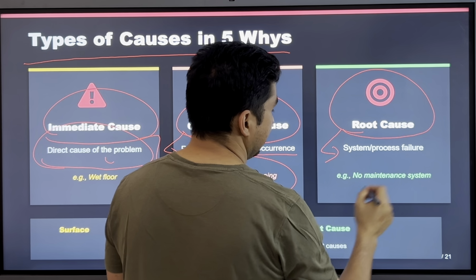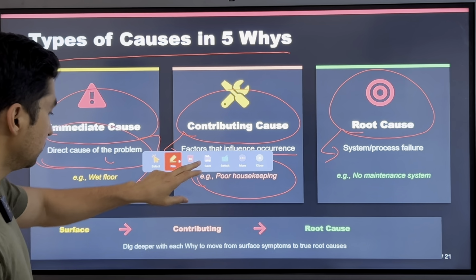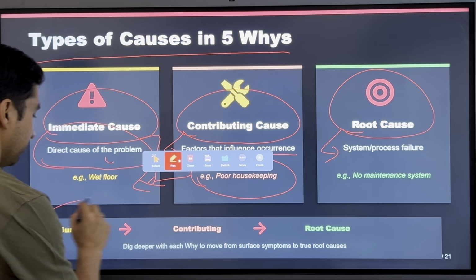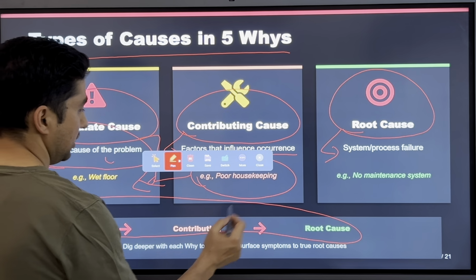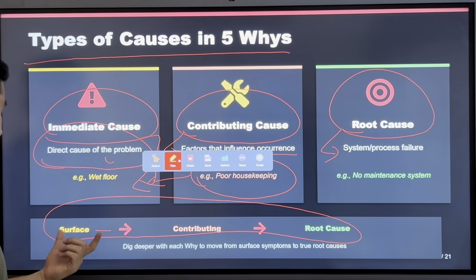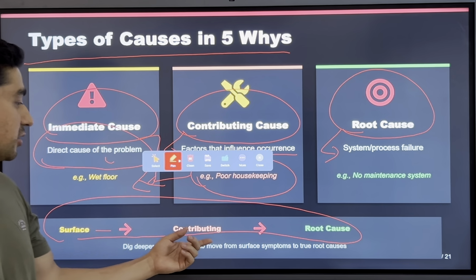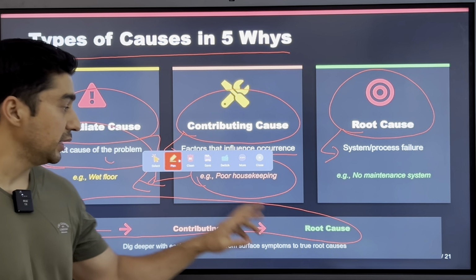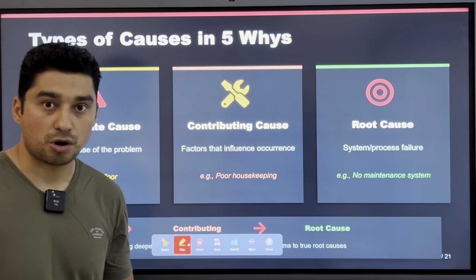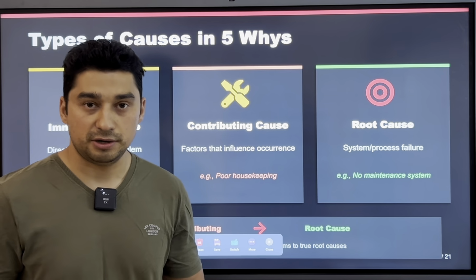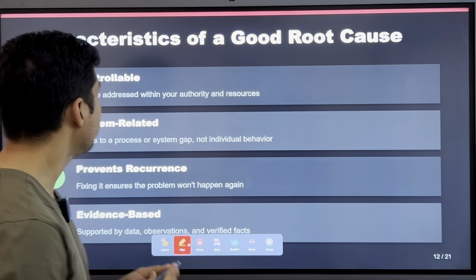Symptoms, process failure. Example, no maintenance system. So this way it will work. Surface, contributing factor and the root cause. Surface, we can say it is the immediate cause, and a contributing factor is also there. Then the last one we have is the root causes. So you have to dig deeper and deeper to find the real root cause whenever you are doing any incident investigations. That process you have to follow.